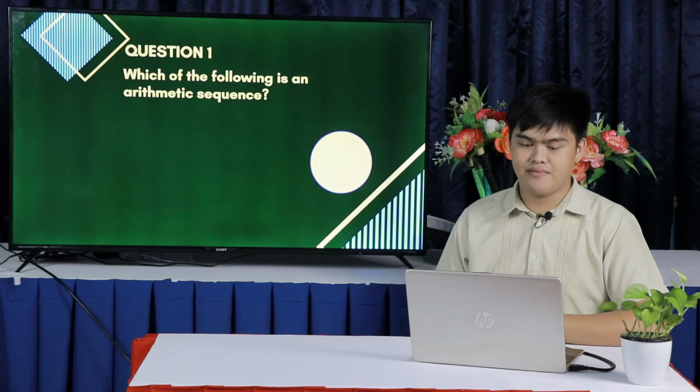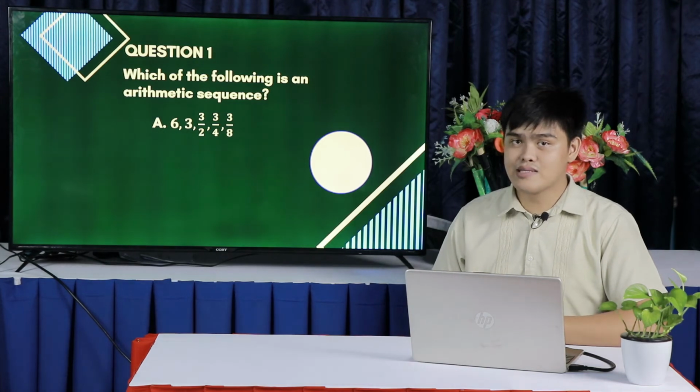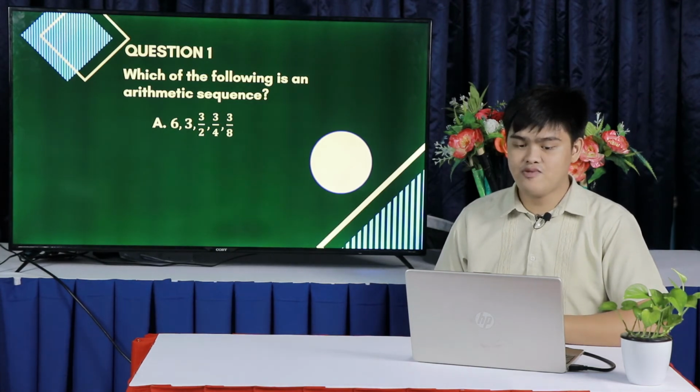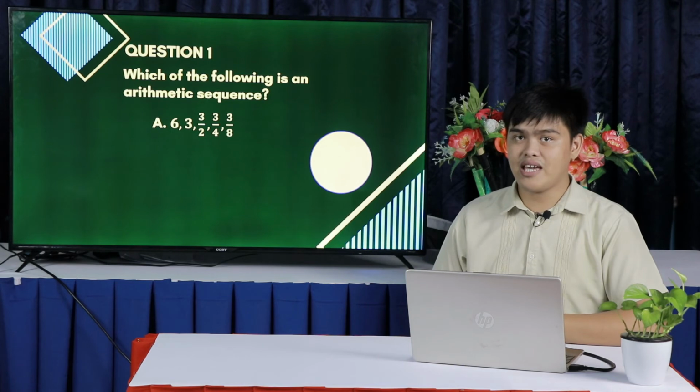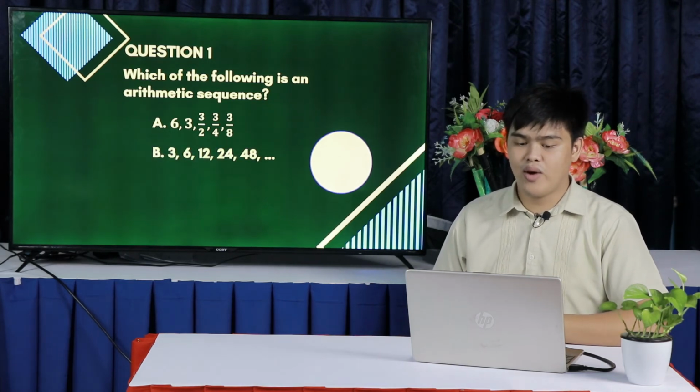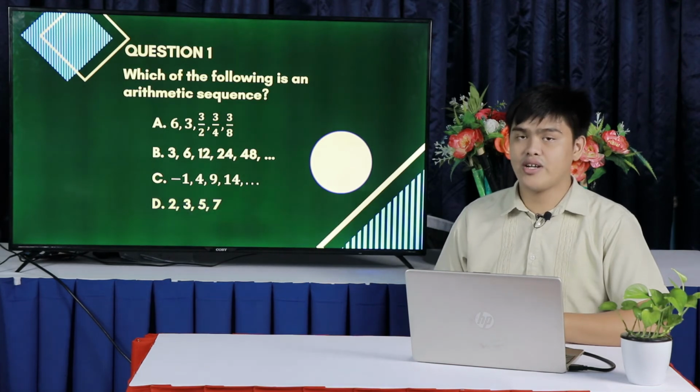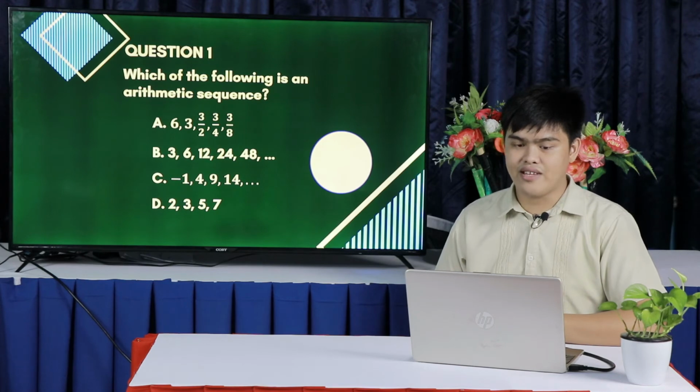Question number 1. Which of the following is an arithmetic sequence? A. 6, 3, 3 halves, 3 fourths, 3 eighths. B. 3, 6, 12, 24, 48. C. Negative 1, 4, 9, 14. Or D. 2, 3, 5, 7.